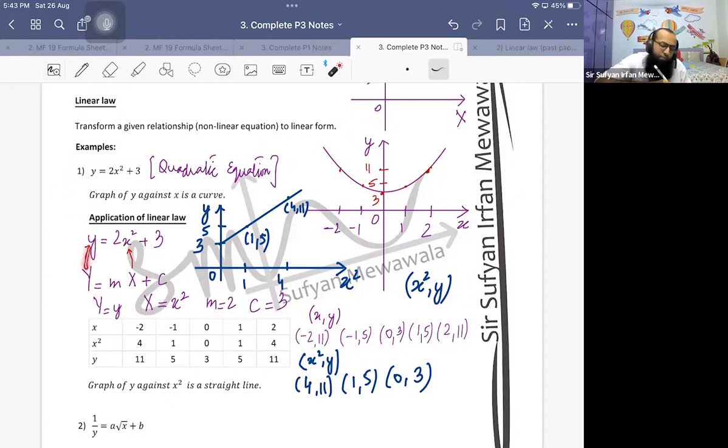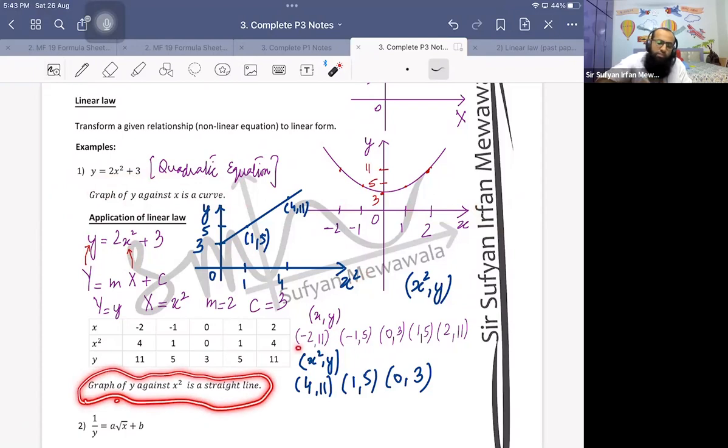In place of y, we take y. In place of x, we take x square. So if we are going to plot y against x, then it will be a curve. But if you are going to plot y against x square, then this will be a straight line. So this is what is written over here. The graph of y against x is a curve, and the graph of y against x square is a straight line.